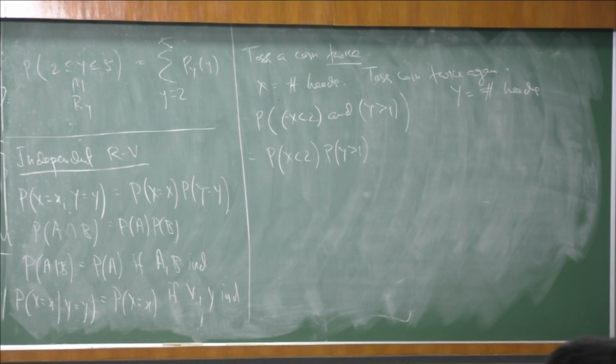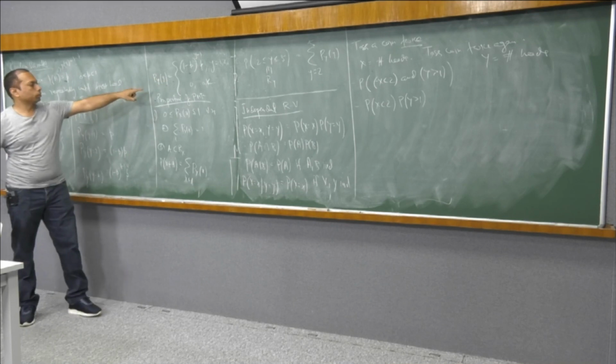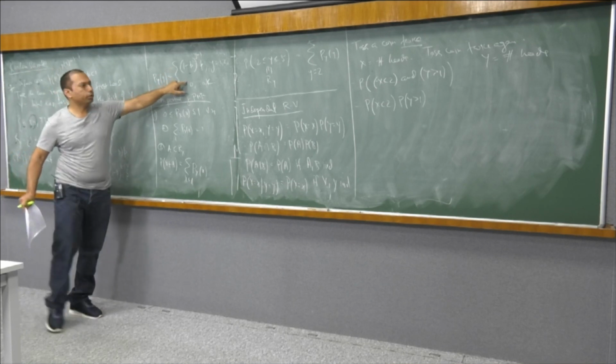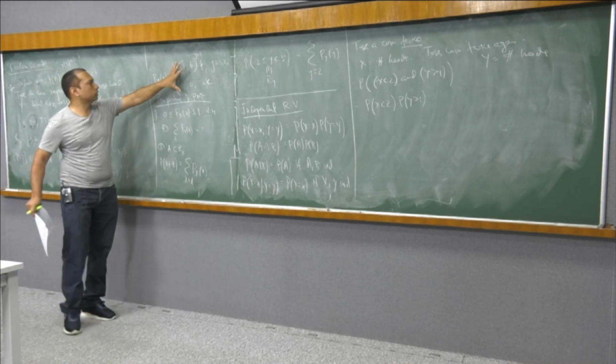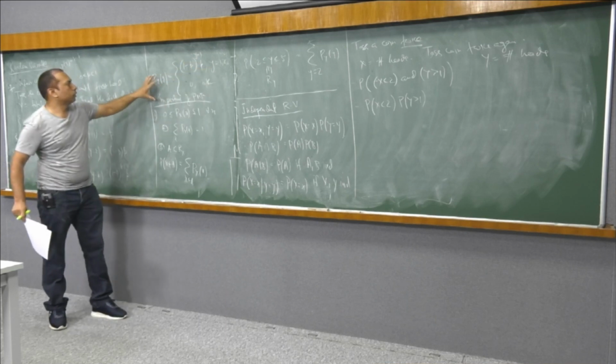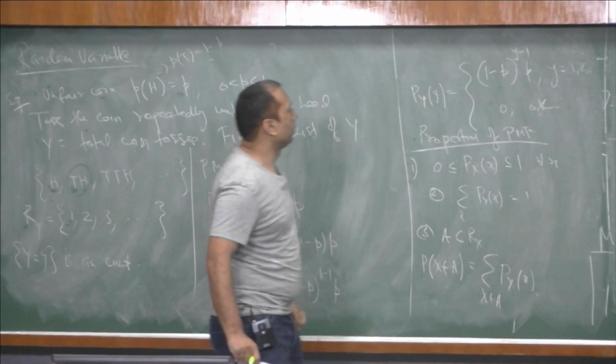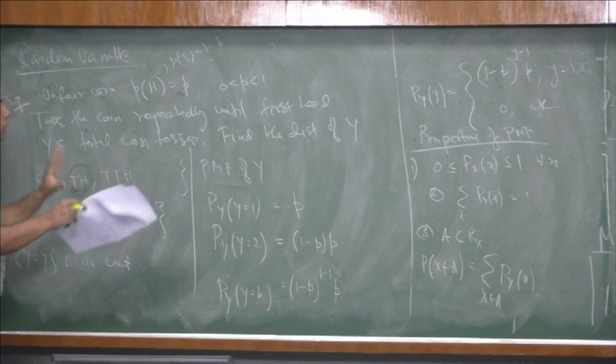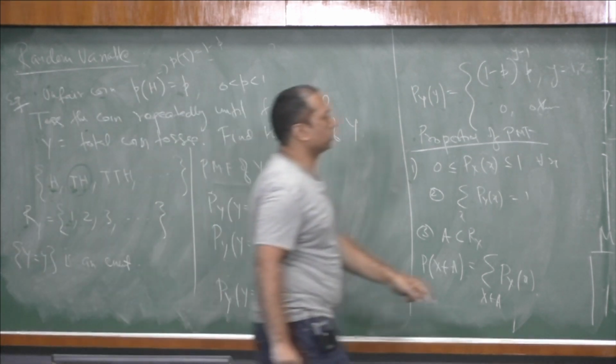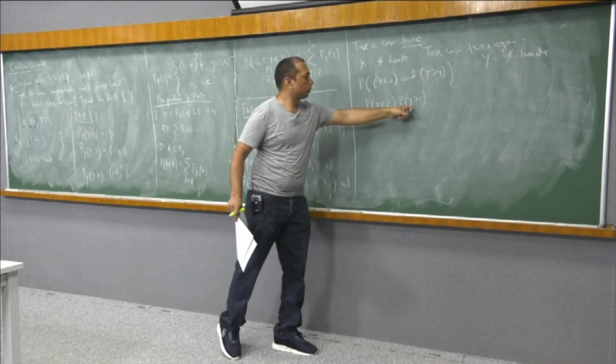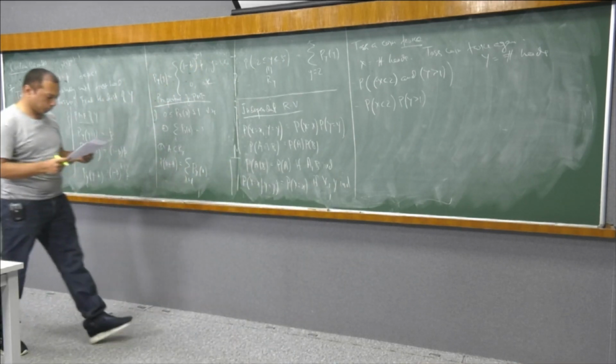Whatever we have done, so basically the PMF, this was also the same case where we toss a coin twice and we calculated the PMF values already. So this will be the PMF of x, and the PMF of y is already done. Based on these two, individually you can calculate the probability that x less than 2 and then y greater than 1 and then multiply.